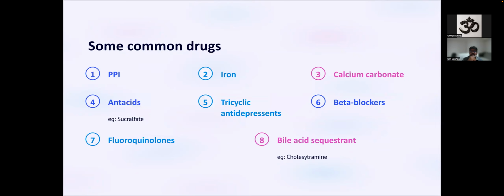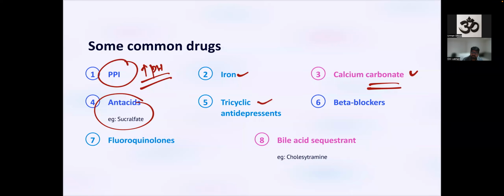Okay. Let's look at some of the medications that can impact levothyroxine absorption. So proton pump inhibitors, right? Why proton pump inhibitors? Because they increase the pH, right? So because of that, you could have an impact on levothyroxine absorption. Iron tablets, calcium, both acetate and carbonate can impact absorption, especially carbonate. Carbonate impacts absorption because of the pH also, right? Various antacids like sucralfate, tricyclic antidepressants and beta blockers have a very unique mechanism. We'll discuss this. Fluoroquinolones can also impact levothyroxine absorption, and bile acid sequestrants like cholestyramine can impact levothyroxine absorption, right?